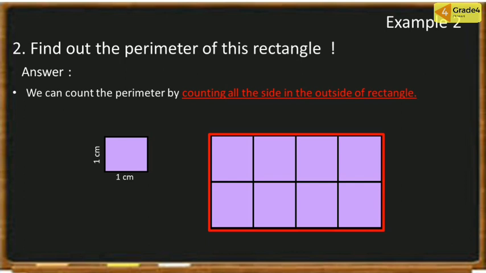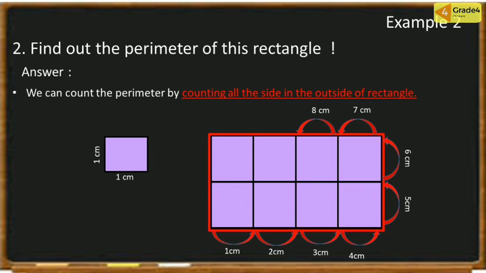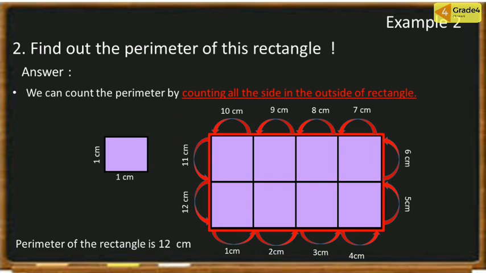To calculate the perimeter, we can add all the sides of the rectangle. We can add from here: 1 centimeter, 2 centimeters, 3 centimeters, 4 centimeters, 5 centimeters, 6 centimeters, 7 centimeters, 8 centimeters, 9 centimeters, 10 centimeters, 11 centimeters, and 12 centimeters. So we get the answer. The perimeter of the rectangle is 12 centimeters.